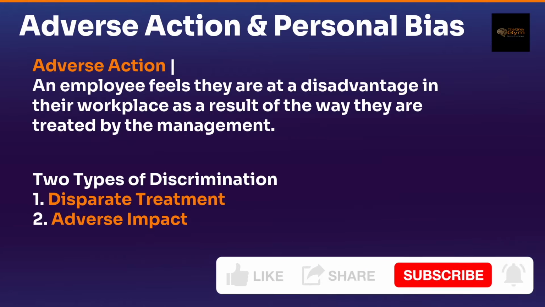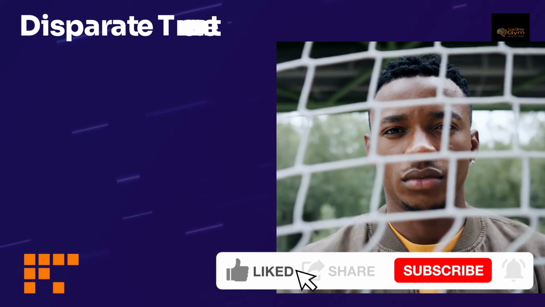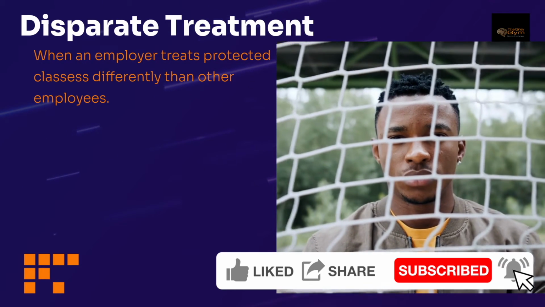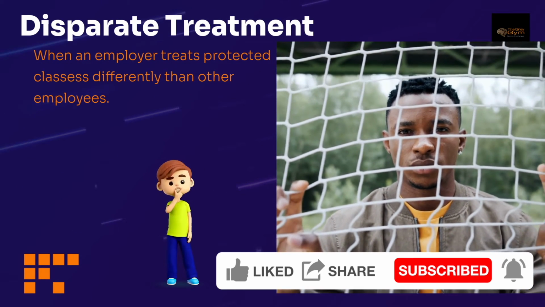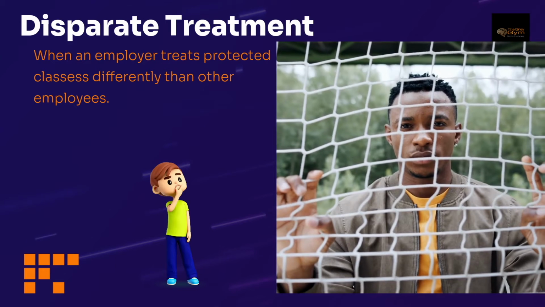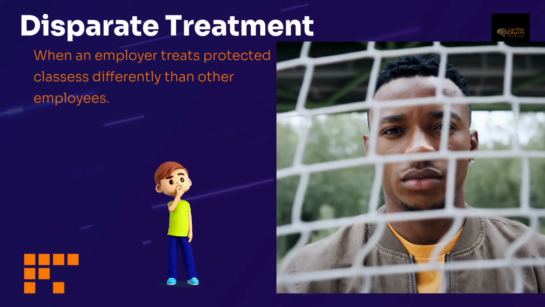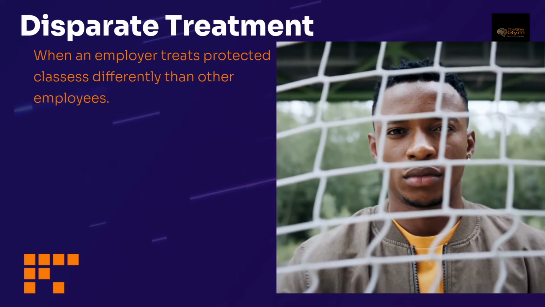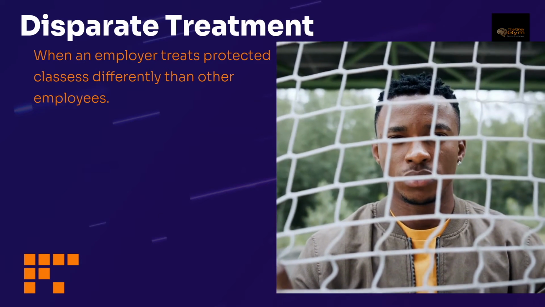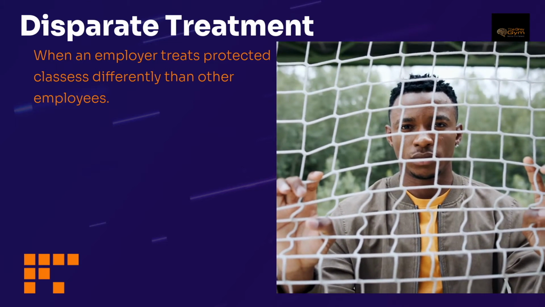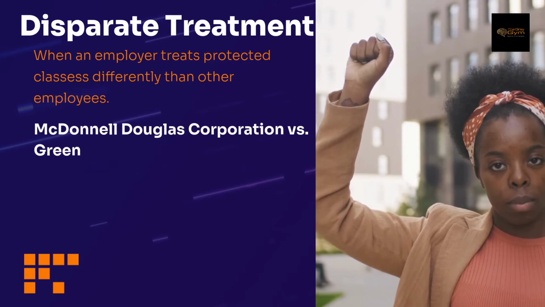Let's talk about disparate treatment first. Disparate treatment occurs when an employer treats protected classes differently than other employees. Examples of disparate treatment include holding genders to different standards, sexual harassment, blatantly rejecting a member of a protected class due to stereotypes. A famous disparate treatment case was McDonnell Douglas Corporation versus Green.